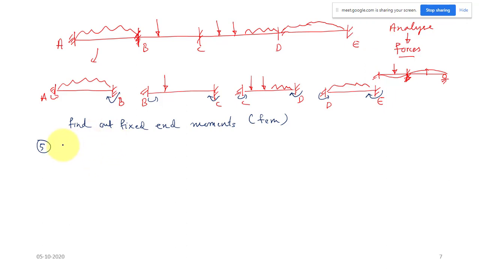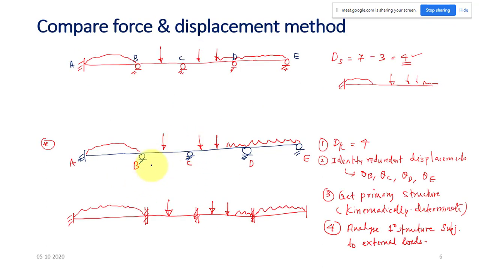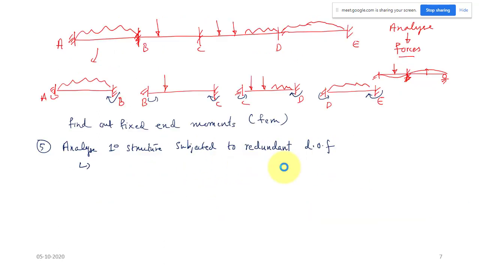So the next step is to analyze the primary structure subjected to the redundant forces. Here it is redundant degree of freedom or displacement; you can write both. So how to do this? In the real structure there will be some rotation theta B, and there will be some rotation at C, D and E also.